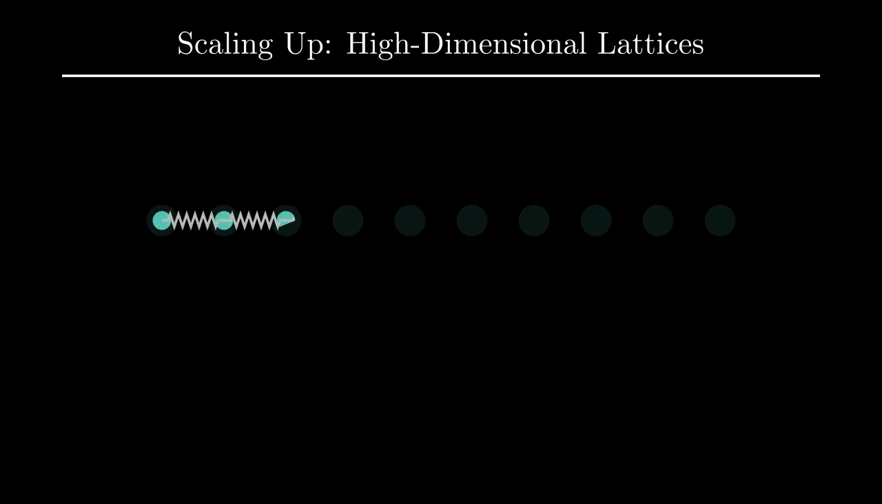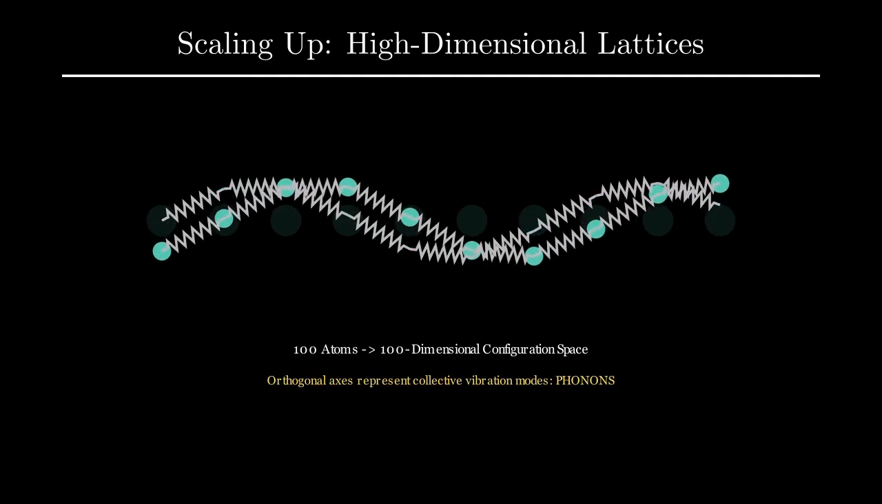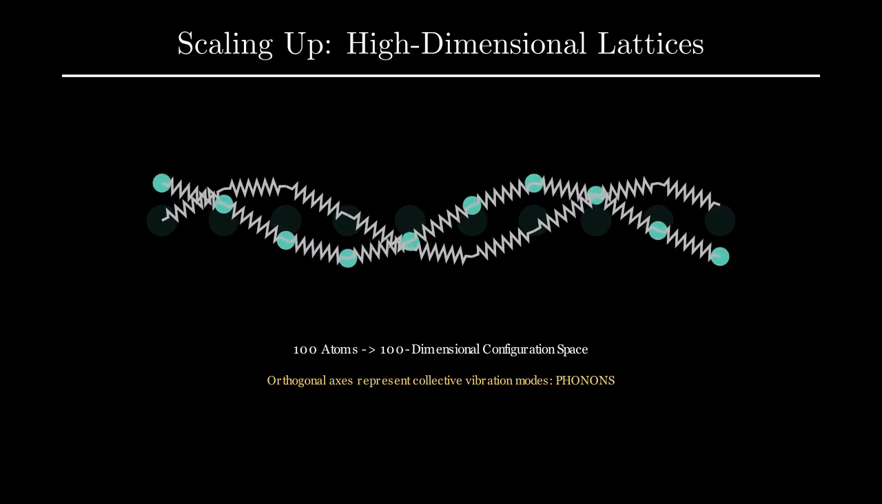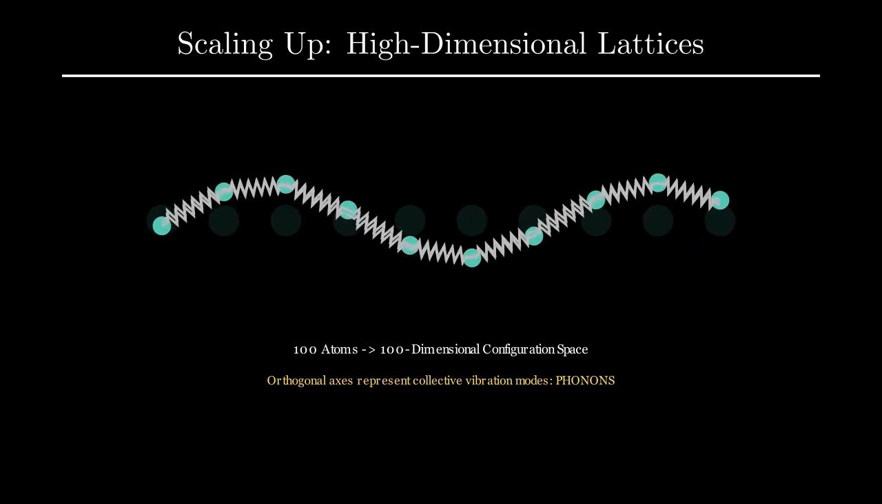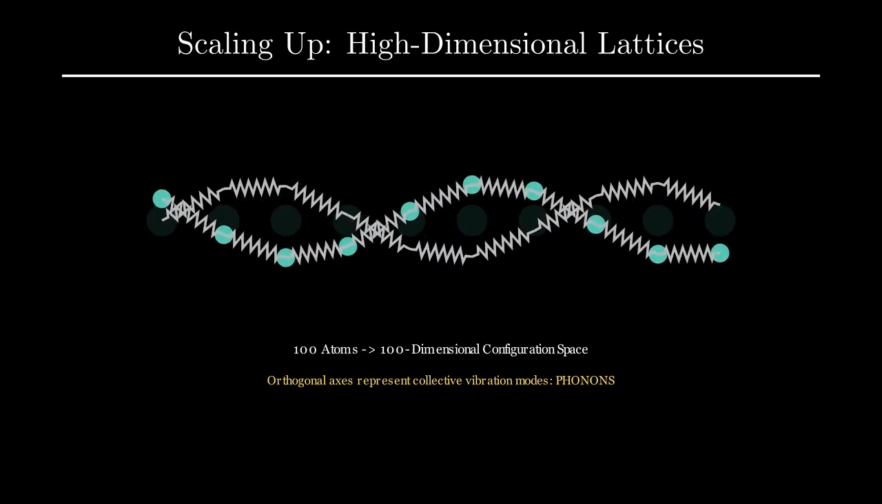This geometric approach scales up to any number of objects. If you have a line of 100 atoms in a crystal lattice, you have a 100-dimensional configuration space. Finding the normal modes involves finding the 100 orthogonal axes in that high-dimensional space where the atoms oscillate independently. These are what physicists call phonons. Whether it is 2 blocks on a spring or the thermal vibrations in a diamond, the math remains the same. We are looking for the coordinate rotation that turns a coupled matrix into a diagonal one.